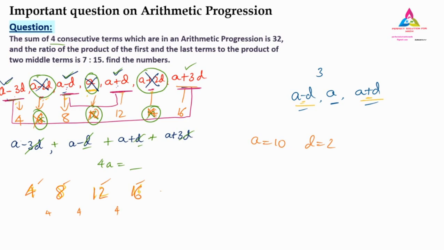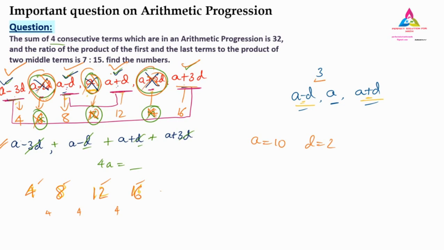Means if you take this example, when 4 consecutive terms are given, then our answer will not be wrong. We are going to get the correct answer only. So the clarification for your question is: when they give 3 terms, we can go directly, that is a minus d, a plus d. When they give 4 terms, we have to neglect the middle term between the 2. See here, this and this, this and this, this and this, we neglect the middle term. This one you have to remember.